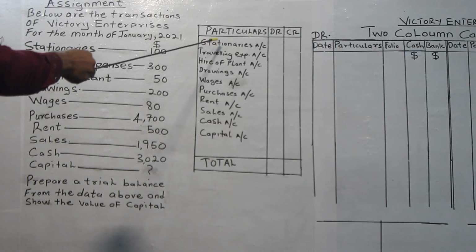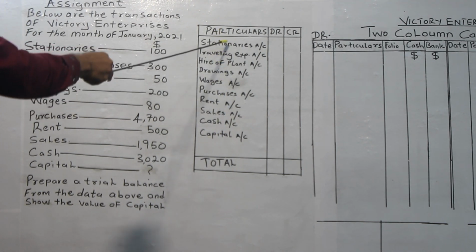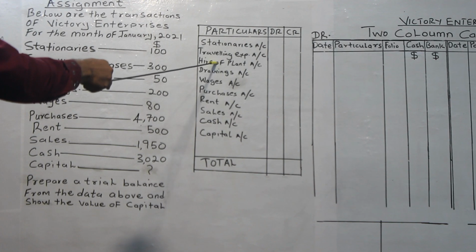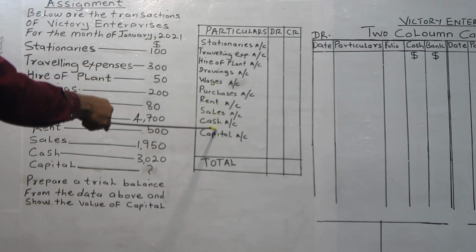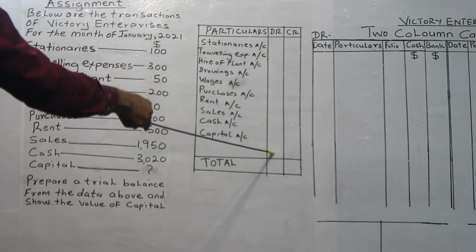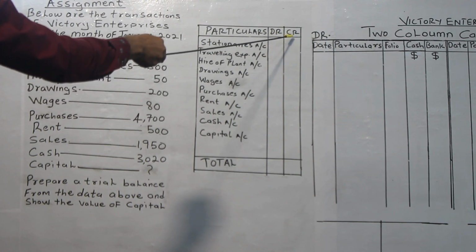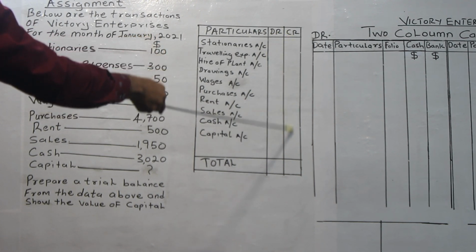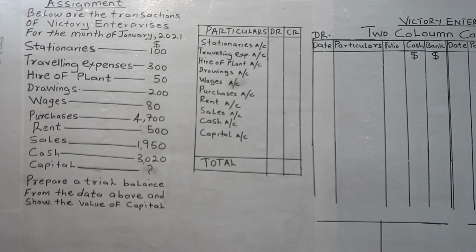Now we extract all the accounts into the particulars column of the trial balance. So you have the stationery, traveling expenses, hire of plant, drawings, wages, purchases, rent account, sales account, cash account, and capital account. Now we attach the figures. Those that have debit balances should be put on the debit side, while those that have credit balances should be on the credit side. Then we add the two sides to see the difference.